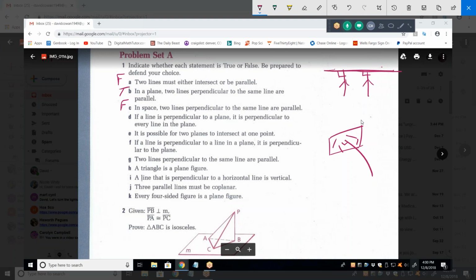I think it's true. Think about how I can describe a real-life object. Take a playing card. You know what a playing card looks like? Yeah. Stick a popsicle stick right in the middle of it, and that popsicle stick comes straight out. So it's perpendicular to the plane. Is that popsicle stick perpendicular to that line?